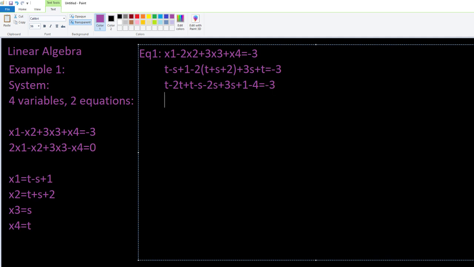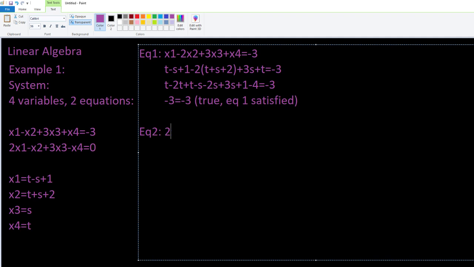Okay, so the t's clearly cancel out: t minus 2t plus t. This goes to 0. Negative s minus 2s plus 3s is 0. Here you have negative 3. So you get negative 3 equals negative 3. True. Equation 1 satisfied.